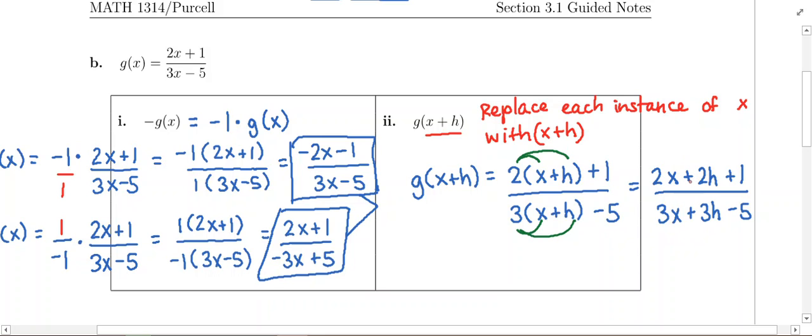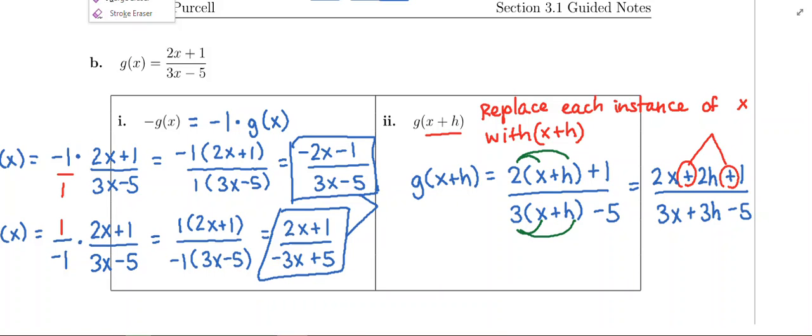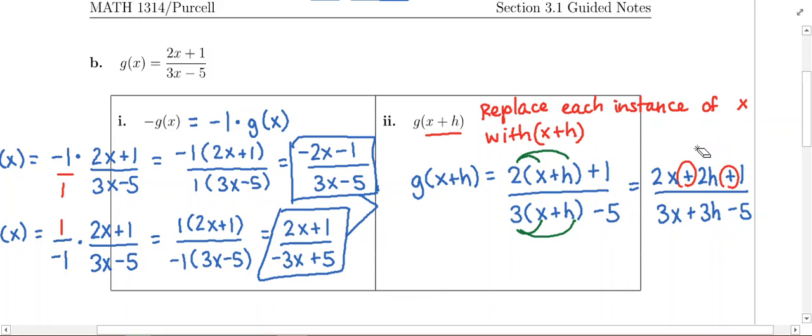Why? Because in the top and in the bottom, let's talk about the numerator first. In the numerator, you are adding all these guys together. 2x and 2h and 1, they're all married to each other. You can't separate them because of the addition signs. Same thing in the denominator. You cannot break apart the 3x and the 3h and the minus 5. They're all married to each other with these addition and subtraction signs. You cannot break them apart. So you cannot cancel when you are adding and subtracting pieces.